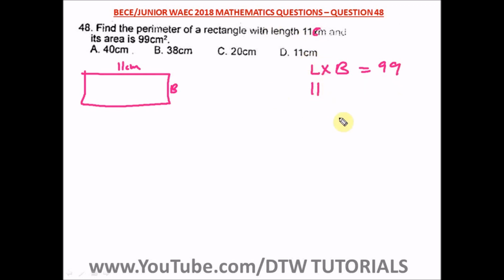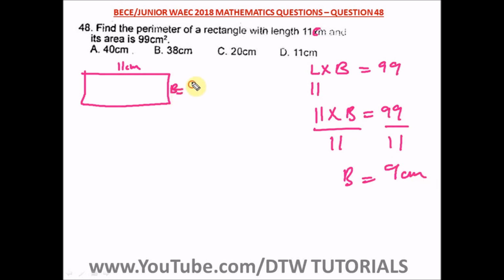And we've been told that our length is 11, so it's just to substitute. So we have 11 times b is equal to 99. We can easily get the value of b by dividing both sides by 11. So b is equal to 99 divided by 11, which gives us 9 centimeters. So now it is easy for us to find our perimeter.